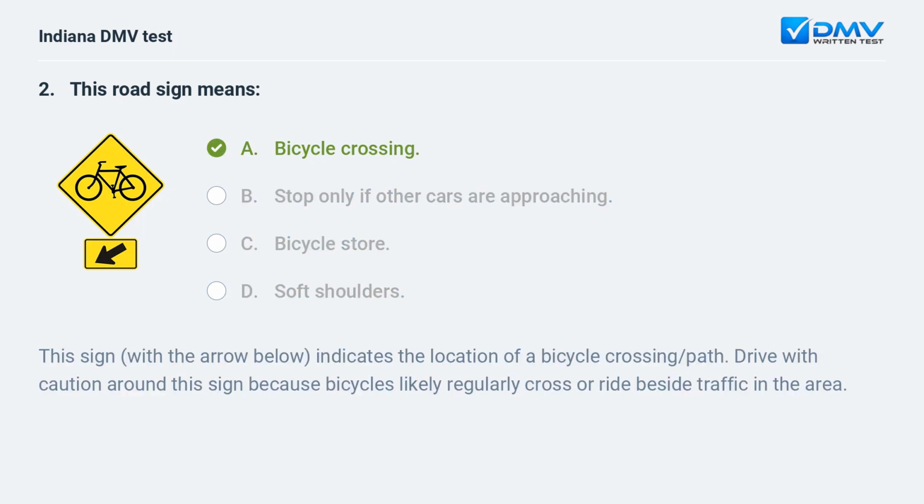A. Bicycle crossing. This sign, with the arrow below, indicates the location of a bicycle crossing path. Drive with caution around this sign because bicycles likely regularly cross or ride beside traffic in the area.